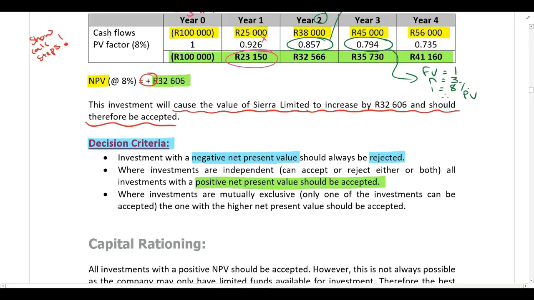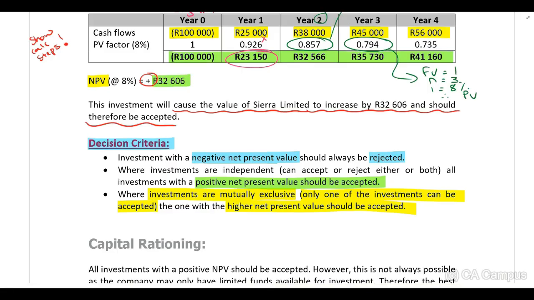Then lastly, if you are faced with a situation where a company has many different investment opportunities. So for example, either they can go for investment A or investment B or investment C, you should then select the investment with the highest net present value. Now, please note, this means that we are dealing with a situation where the investments are mutually exclusive. So that means the company does not have enough money to invest in all of the alternatives. They can only pick one of the investments. And if they can only select one of the investments, then they should select the one with the highest net present value.